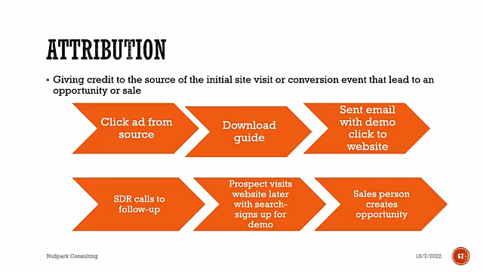Here's the app distribution example, where somebody clicks on an ad, downloads guides, and they get an email for a demo, sales follow-ups, prospect visits website, maybe sign up for a demo there, and the salesperson creates an opportunity. Well, there's a lot of actions here, but the credit of the campaign is not the salesperson, it's the click from an ad in the beginning. So that's important to track.